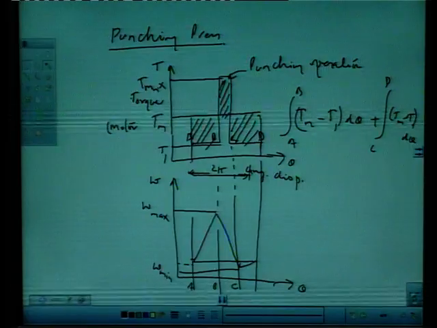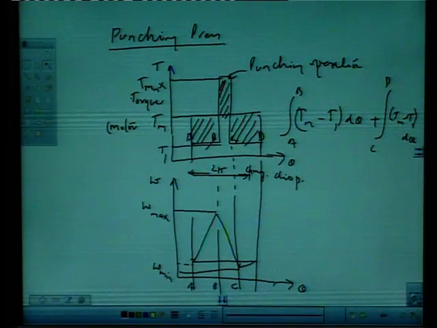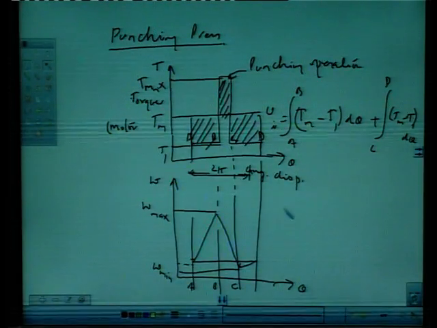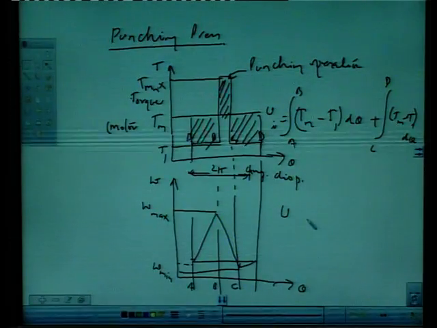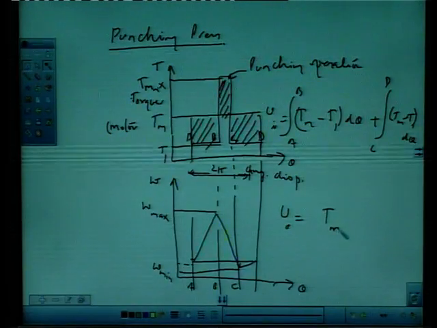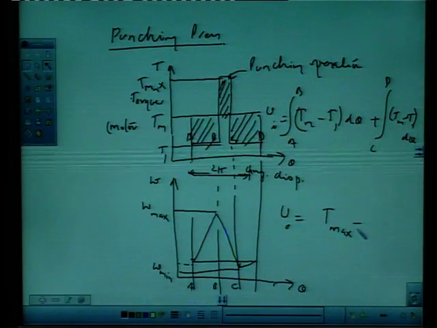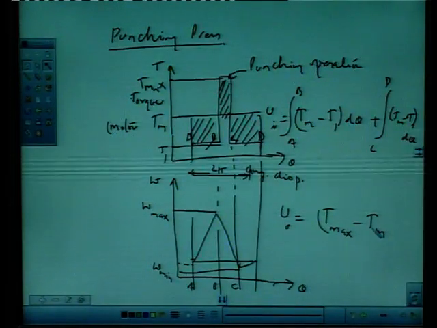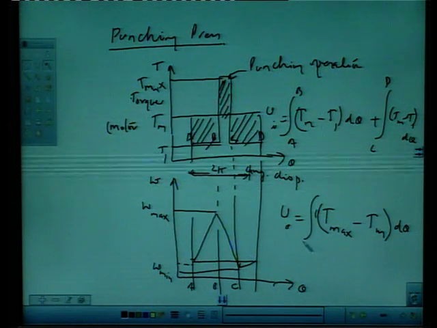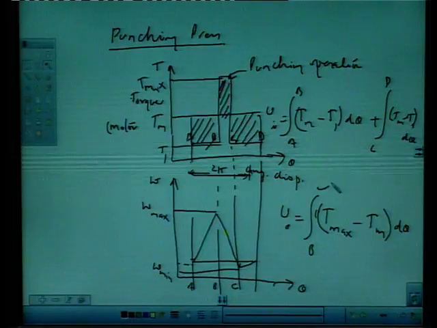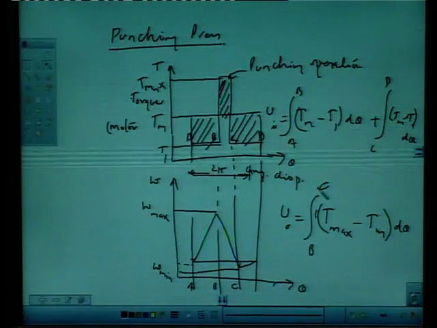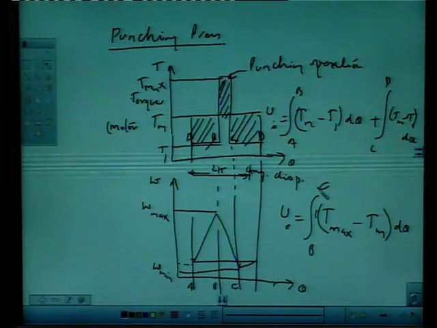Now, this is the energy input, whereas the energy output will be the integral from B to C of (T maximum minus T mean) d theta. Now, this is called the maximum variation of energy.